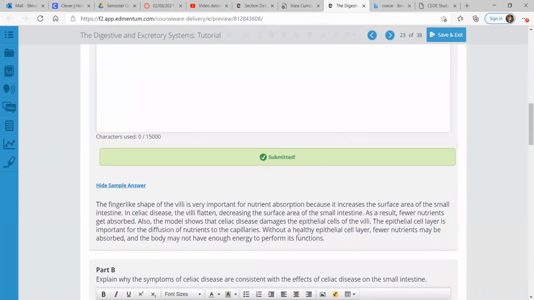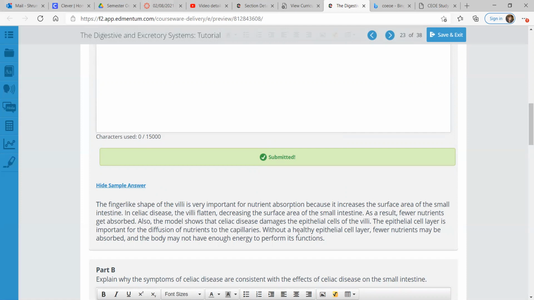The villi are very important for nutrient absorption. They increase the surface area of the small intestine, and in celiac disease, these villi are flattened, and that decreases the surface area of the small intestine. Fewer nutrients get absorbed as a result.